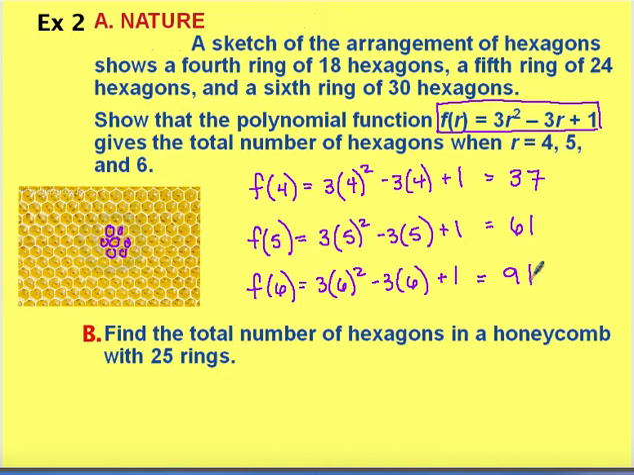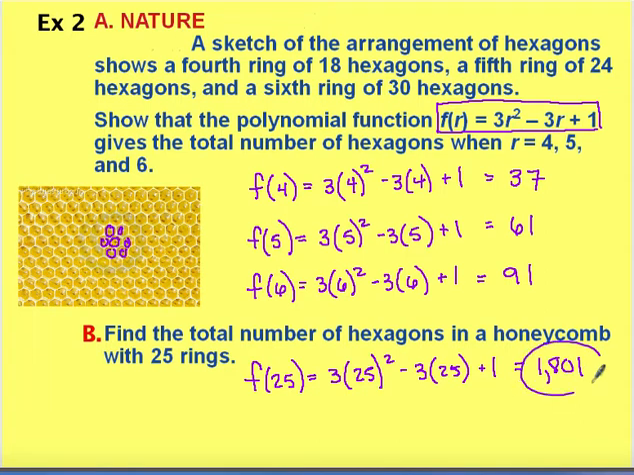So we could actually take this out as far as we wanted to go. And if we wanted to go all the way to 25 rings, we would simply replace our r with 25. Of course, this math gets a little bit harder to calculate, but we would take 25 squared times 3 minus 75 plus 1, and that would give us a total of 1,801 hexagons total within 25 rings on a honeycomb.